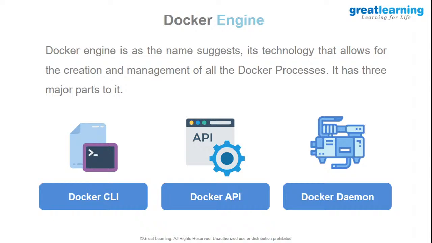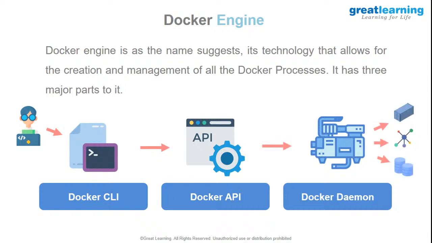So the daemon is the one that does all of the core things. It processes everything. It manages all the processes. So if we create an image, if we create a container, if we create a network, all of it's done by a Docker daemon. So let's say a user types in a particular request. That request will be communicated using the Docker API to the daemon, and the daemon will go ahead and create either the container, the network, or the volume.